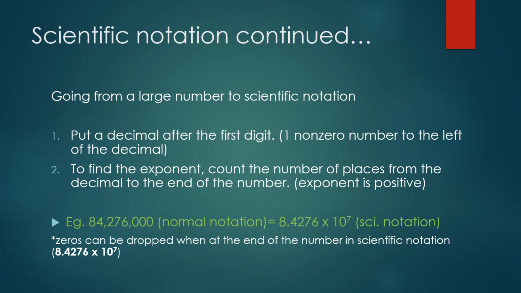This next one is a large number to scientific notation. So once again, following the rules, we have a positive exponent because the original number is much greater than 1. We kept our significant figures and we have just one non-zero number to the left of the decimal.